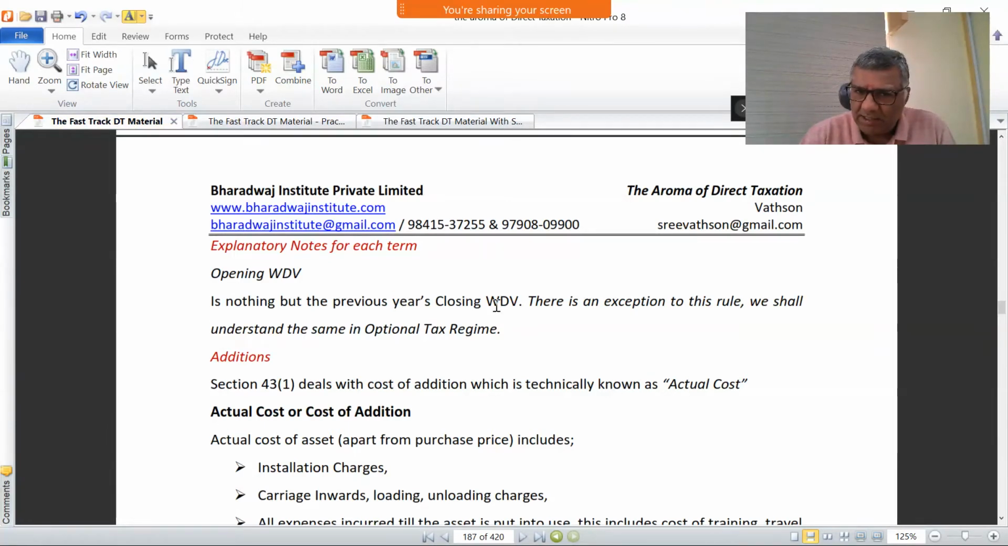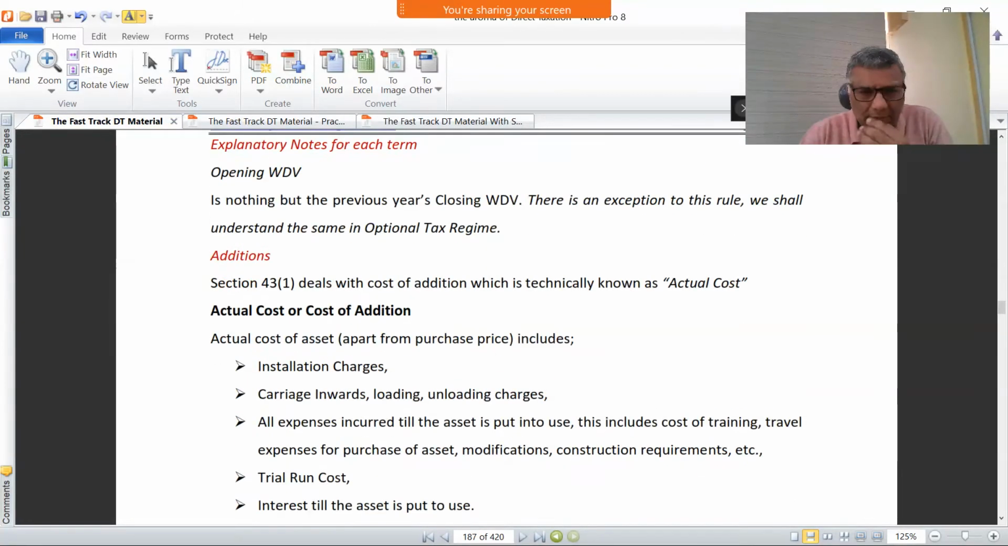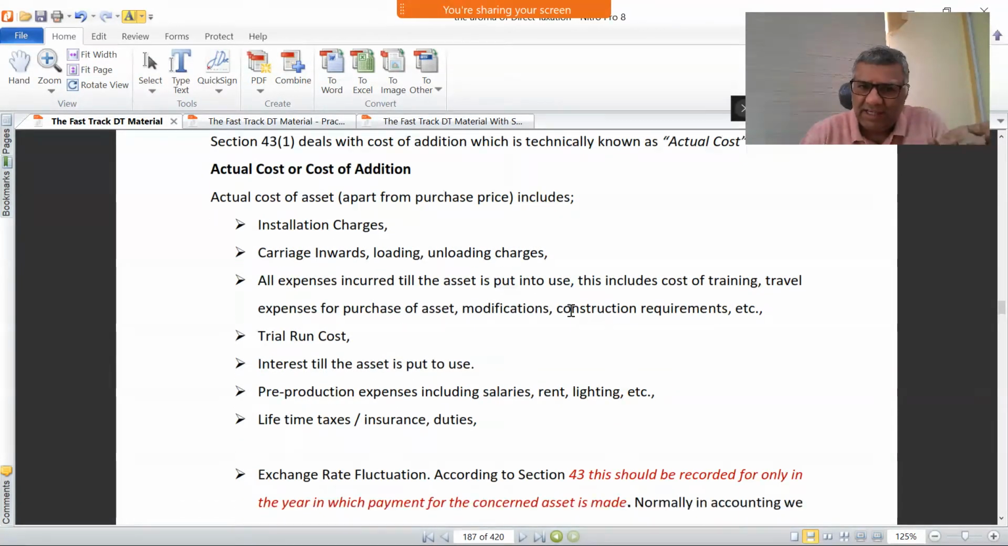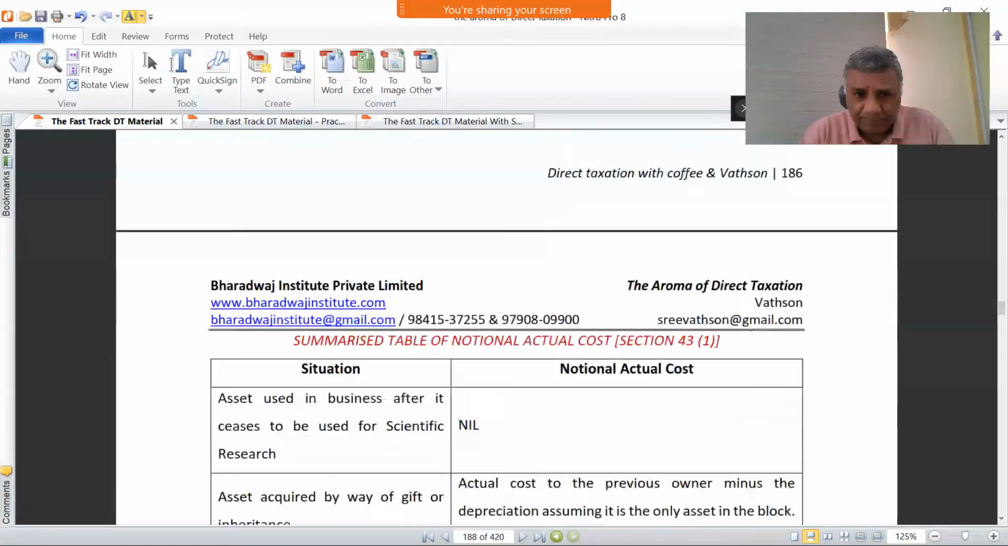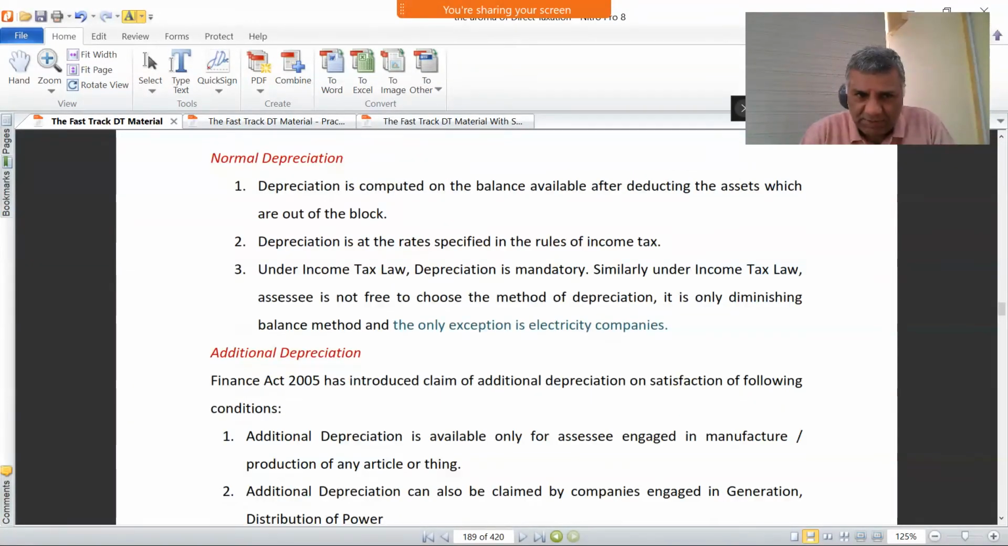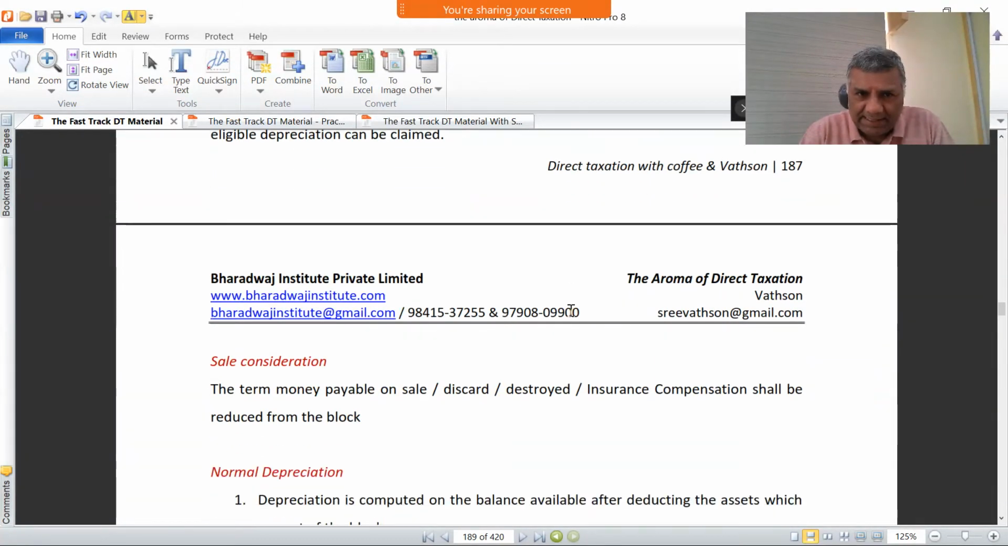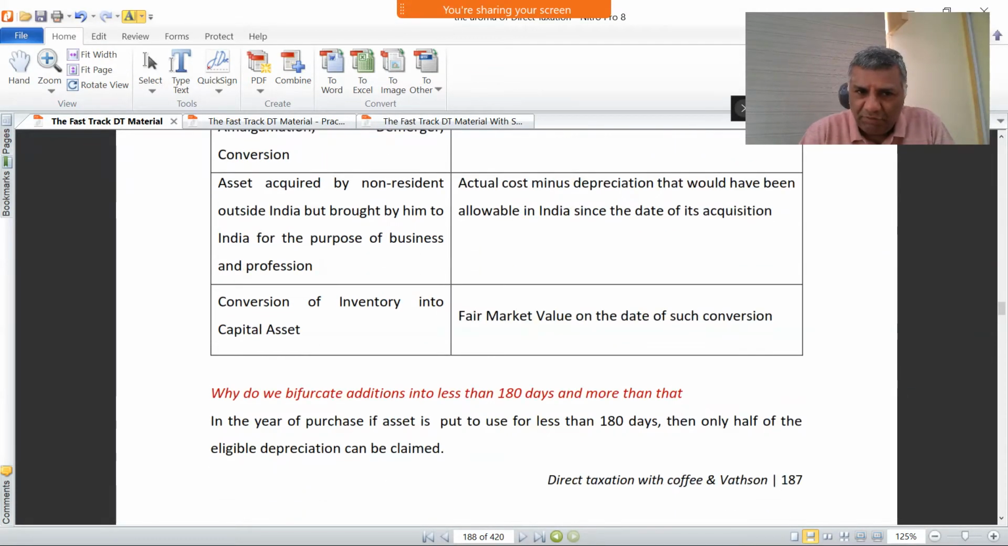Opening WDV, last year closing WDV. Addition, we will incur all the charges in addition, whatever is incurred like our accountancy, it is part of addition. I'll come to forex fluctuation soon. Addition I will discuss very soon. Sale consideration is whatever I receive. And bifurcate between 180 days and more, because for less than 180 days, only half of the depreciation can be claimed.